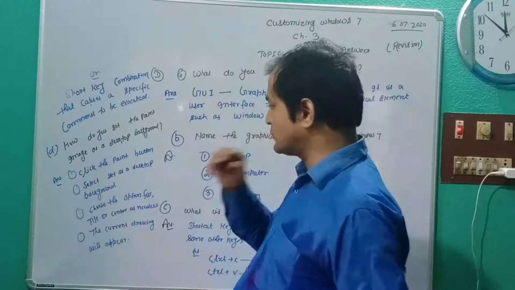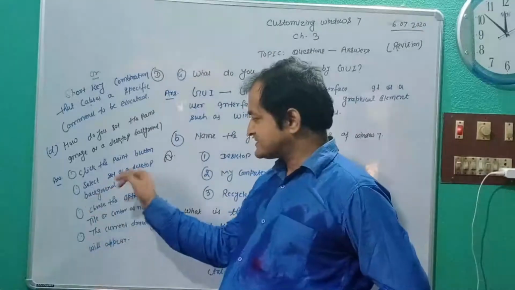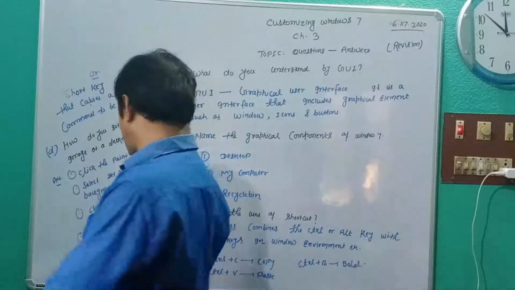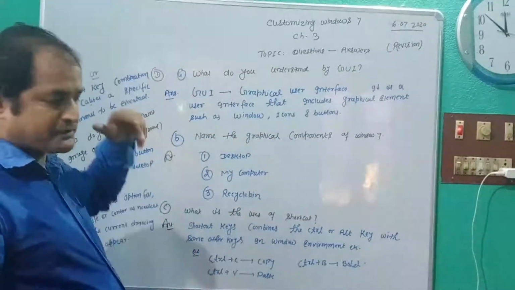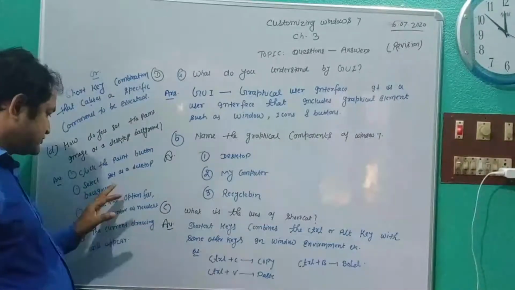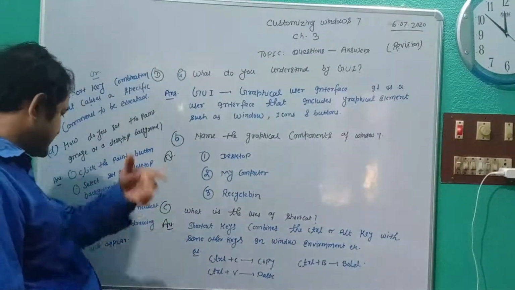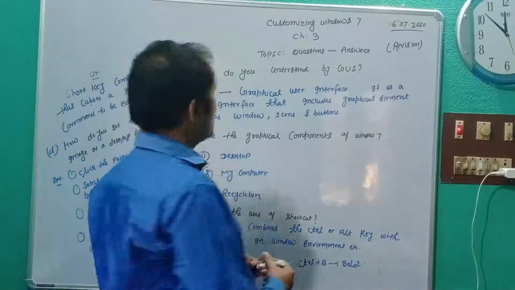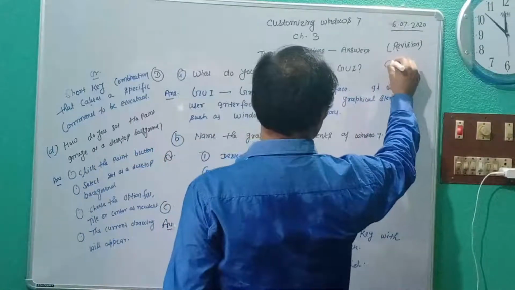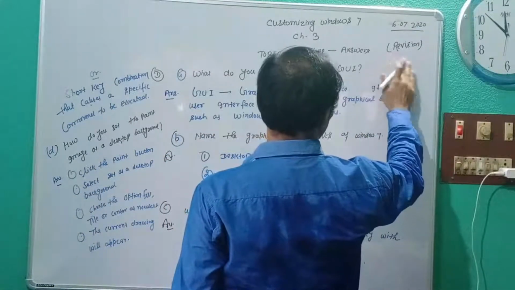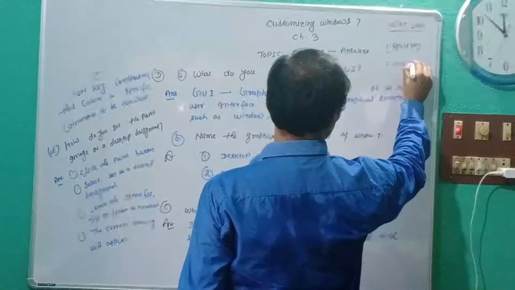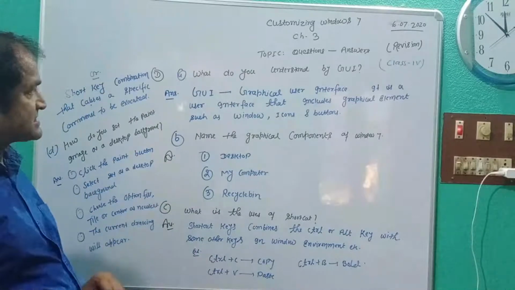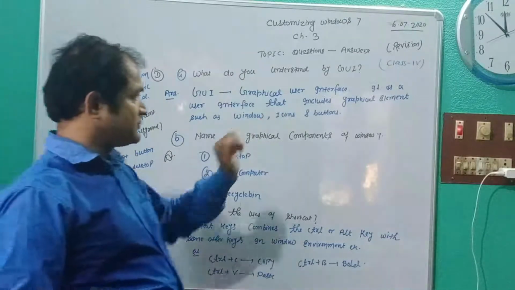First of all, you go to the Paint button. Second, select the desktop background. Third, choose the option fill, whichever option you need, and then click OK. The current drawing will appear. So I have already discussed the question answers for class 4.